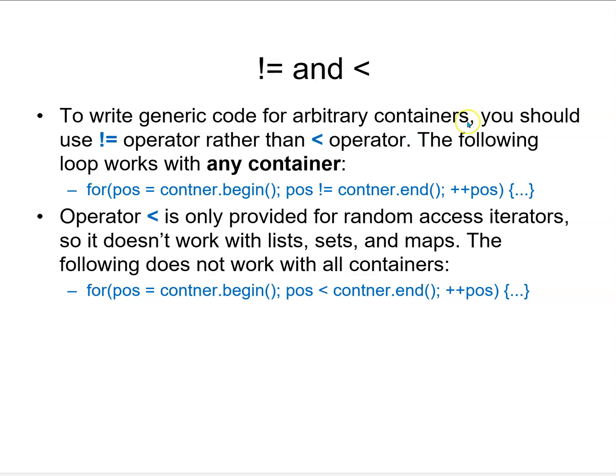To write generic code, you should use not equal rather than less than. The following loop works with any container. Begin doesn't equal end, and increment. Operator less than is only provided for random access iterators, so it doesn't work with lists, sets, and maps. The following does not work with all containers.